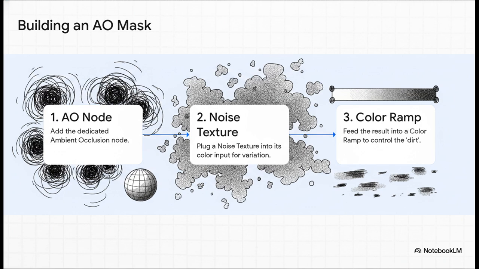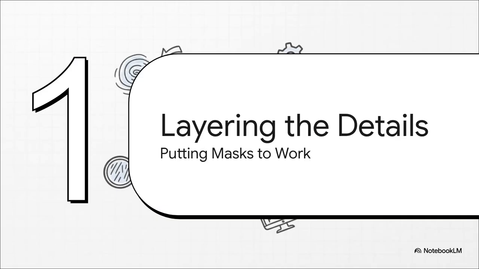We just drop it in, feed a little bit of noise into it to make the dirt look more varied and clumpy, and then, you guessed it, use a color ramp to dial in exactly how much dirt we want and how dark it should be. All right, we've done the hard part. We've built our 3 intelligent stencils: the curvature map for general wear, the edge mask for chipped paint, and the ambient occlusion mask for grime. Now comes the really fun part, actually putting them to work and layering on all that juicy, realistic detail.